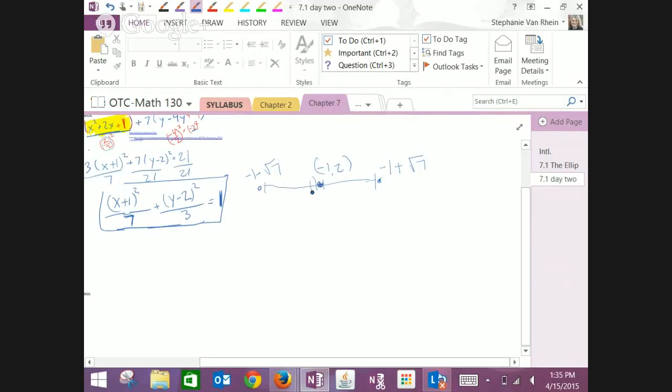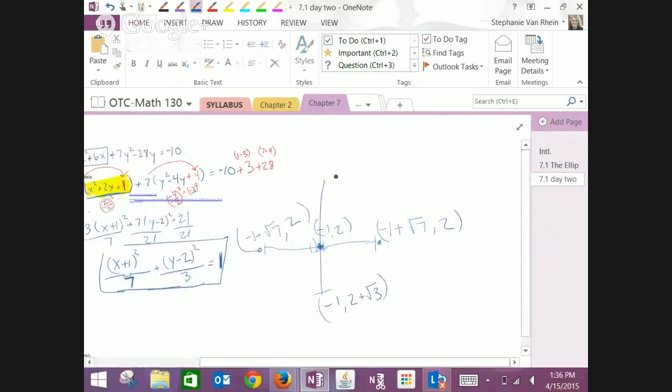You can just write it like that. You don't have to. And then the same thing here is the square root of 3. So that's the y component. The x component remains the same because we're looking at a point. This is going to be -1, 2 plus the square root of 3, and this would be 2 minus the square root of 3. And the other one's 2 plus the square root of 3.